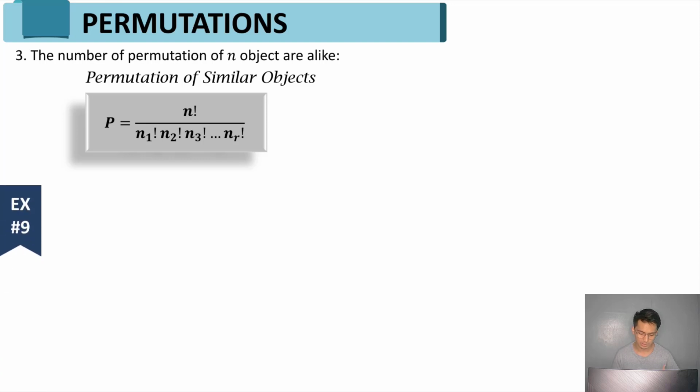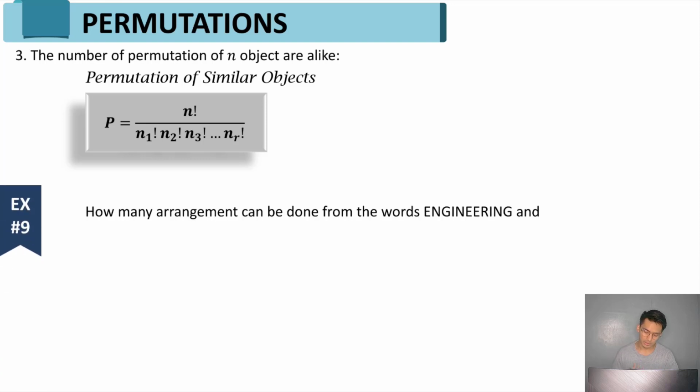For example, para mas maintindihan natin, example number 9, how many arrangements can be done from the words engineering and probability? Okay, so paano gagawin dyan? So for engineering, letter A, and this is letter B. For A, ilan ang total number ng letters sa engineering? We have 1, 2, 3, 4, 5, 6, 7, 8, 9, 10, 11. So, n is equal to 11. P now is equal to 11 factorial ang ilalagay natin sa taas over kung ilan sila lahat yung nasa ilalim.